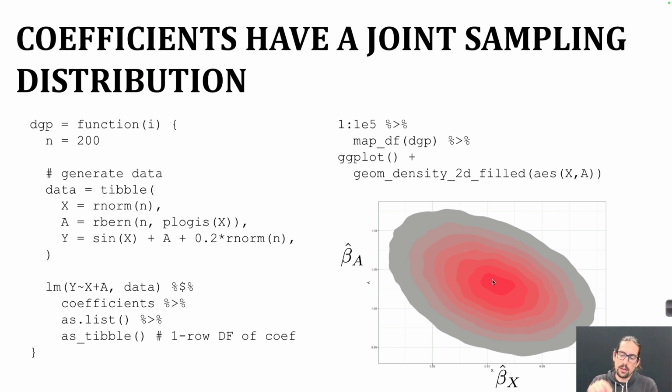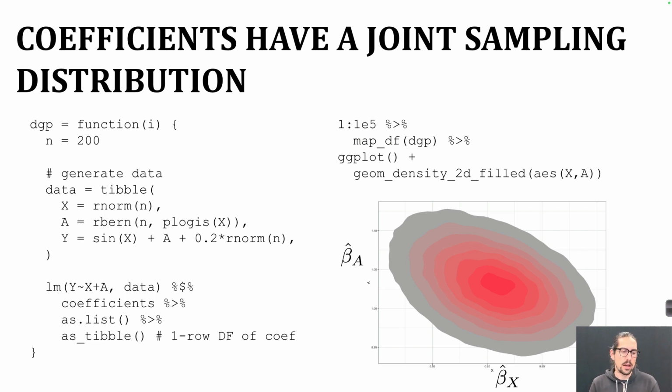So each estimate that I get is a point, and then I'm just seeing where those points are clustering, and this is the picture I get. So you see that the coefficients, it's not just that they have sampling distributions, like yes, beta A has a sampling distribution, beta X has a sampling distribution, but they have a joint sampling distribution because they're both coming, you get a pair of them, right?